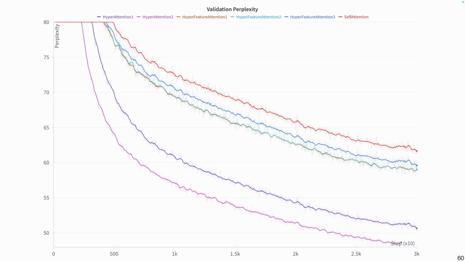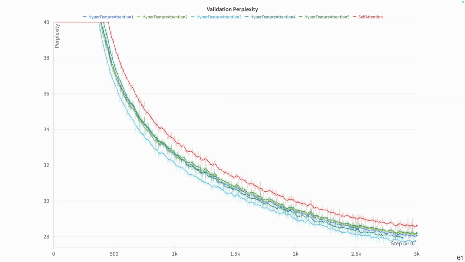Here all of the models have a single layer, and all of the models have the same number of parameters except for the hyperattention 2 variants. Here it has a slightly larger number of parameters. We compared slightly larger 3-layer neural networks too. Again, we see that neural networks based on our models pretty much consistently show better performance compared to self-attention.